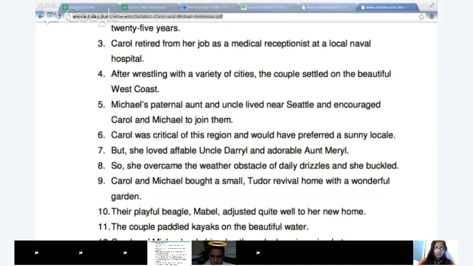Appreciate that. So Philip and Ronald, this is going to be your next one here. Michael's paternal aunt and uncle lived near Seattle and encouraged Carol and Michael to join them. Go ahead, Philip. Is it still a little too loud in there, Philip? No, maybe Philip has left. Okay. No problem, Philip. So, Ronald, can you repeat that sentence? Sure. Michael's paternal aunt and uncle live near Seattle and encourage Carol and Michael to join them.